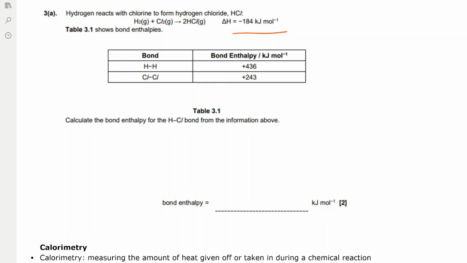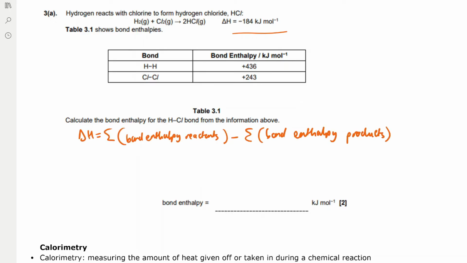So let's write out our equation for calculating the enthalpy change. And that means that minus 184 is equal to positive 436 plus positive 243 minus 2 of the hydrogen chloride bond. So then if we add 436 to 243, that gives us 679. So then we can subtract 679 from minus 184 to remove the 679 on the right.